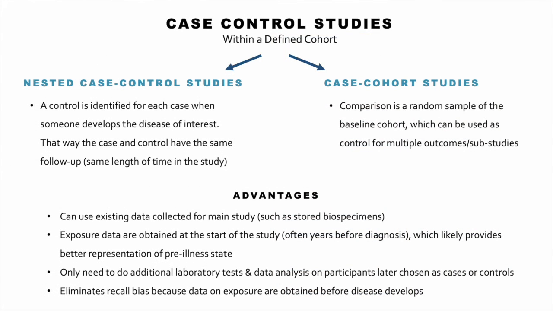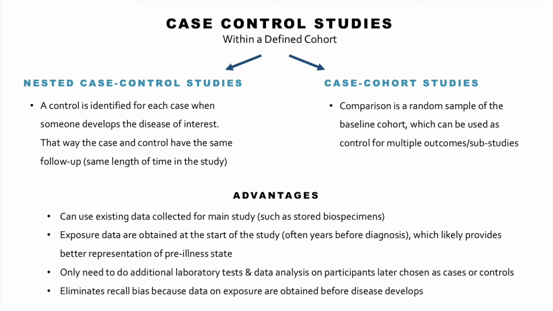Another advantage is these designs assess exposure data at the beginning, which may be years before diagnosis, so that may be more representative of the pre-illness state. And you eliminate recall bias because the data on the exposure are obtained before the disease develops. So an assumption is that the main study did a good job at the very beginning when enrolling participants of assessing their exposures that may be relevant to your sub-study.